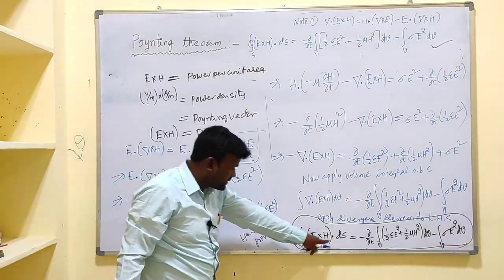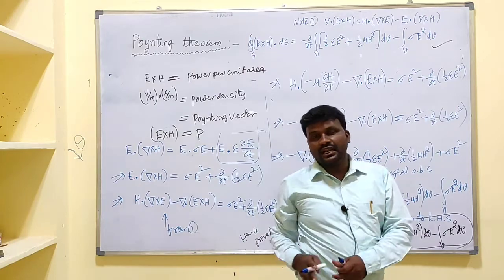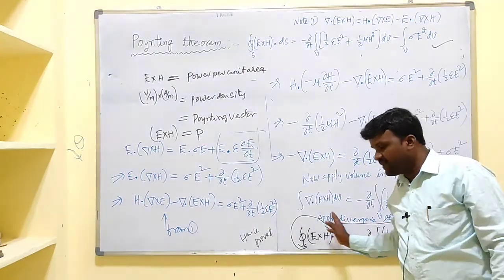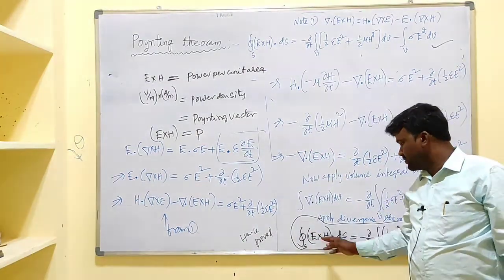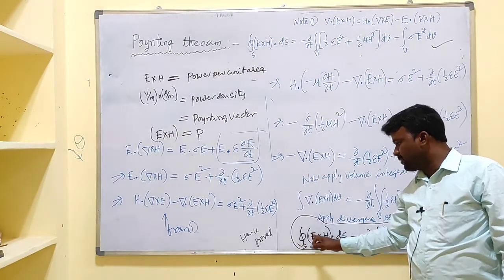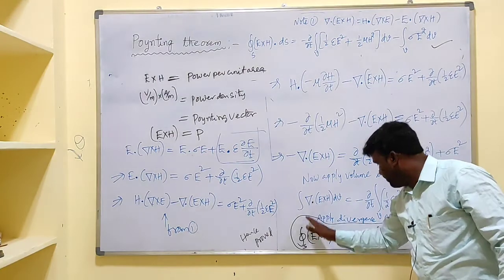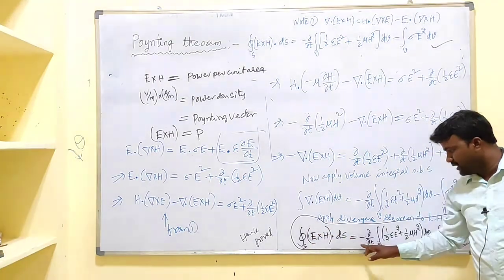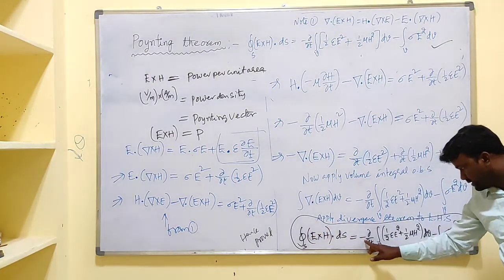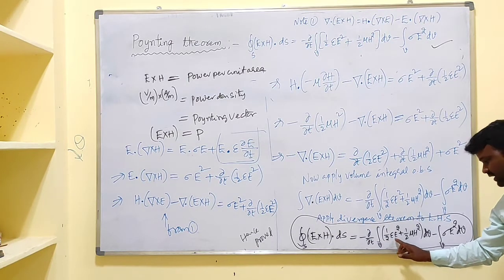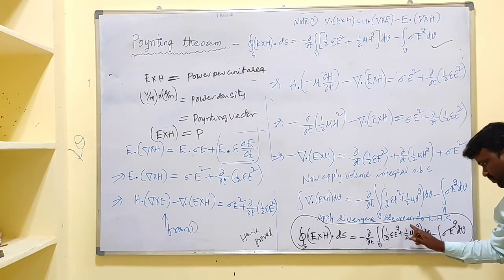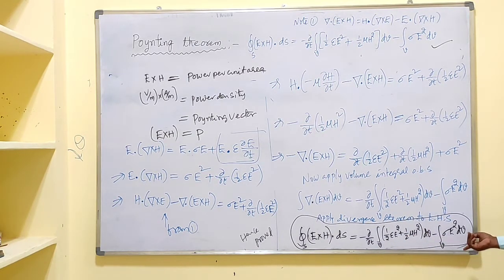Surface integral of power density gives power. Surface integral of current density gives current. Surface integral of flux density gives flux. So similar to that, surface integral of power density gives the power. This is nothing but the net outward power flow from a given volume, which is equal to the time rate of decrease of energy stored in the electric field and magnetic field, minus ohmic losses.